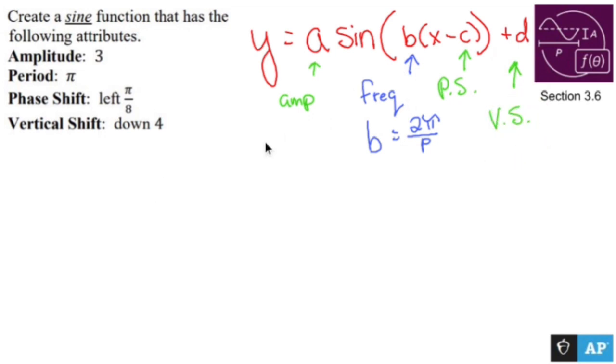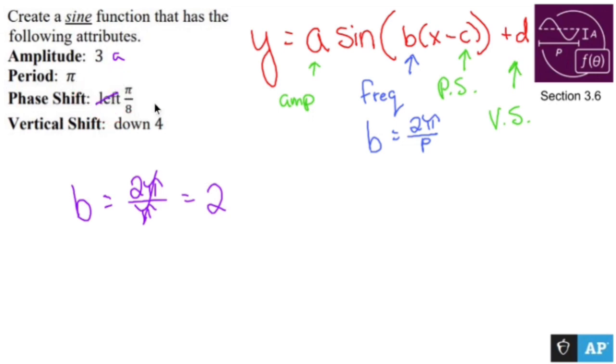Okay. So the little bit of math that we have to do before we could start plugging things in is going to be for my frequency, for my B. Now again, frequency is found by doing 2 pi over the period. The period is pi. 2 pi over pi has the pi's cancel out, and so B is going to be 2.